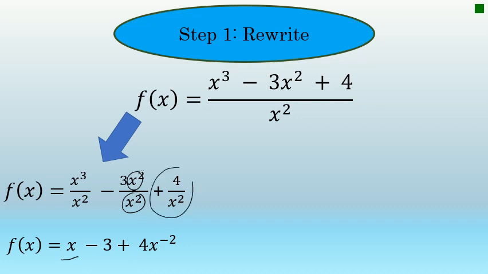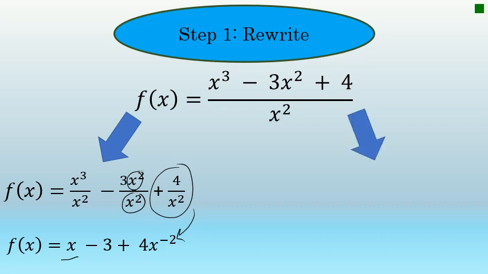The third term cannot be reduced, but instead of writing the x squared factor in the denominator, write it as x to the negative 2 power. This will make it easier to differentiate in the next step. At this point, f of x is written in an equivalent form whose derivative will not require the quotient rule.